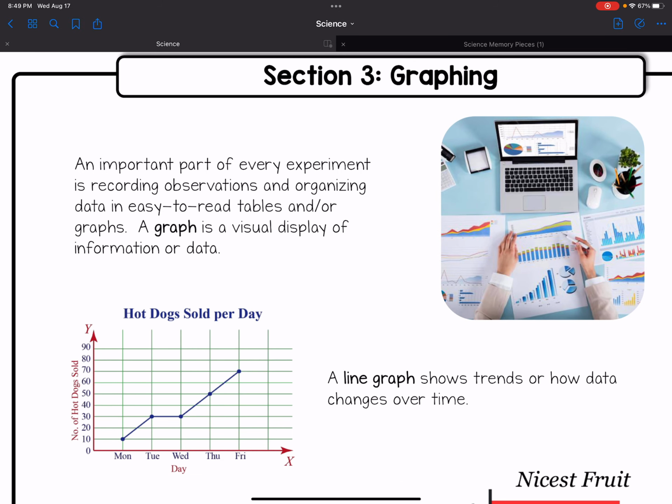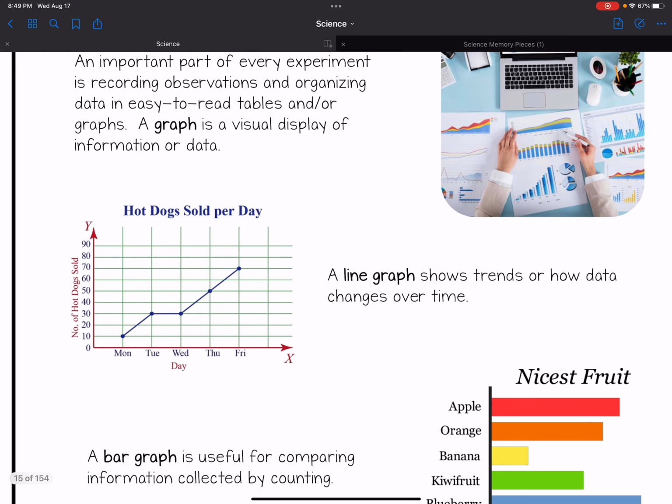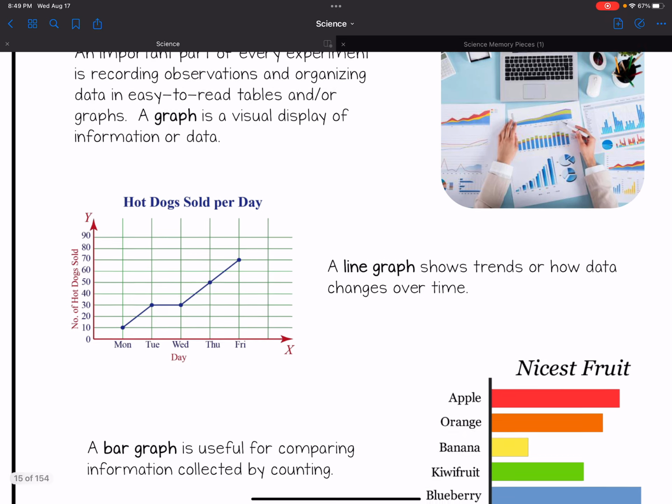An important part of every experiment is recording observations and organizing data in easy-to-read tables and/or graphs. A graph is a visual display of information or data. A line graph shows trends or how data changes over time. And this is an example of a line graph here on the left. Hot dogs sold per day, from 0 to 90, for the 5 work days.